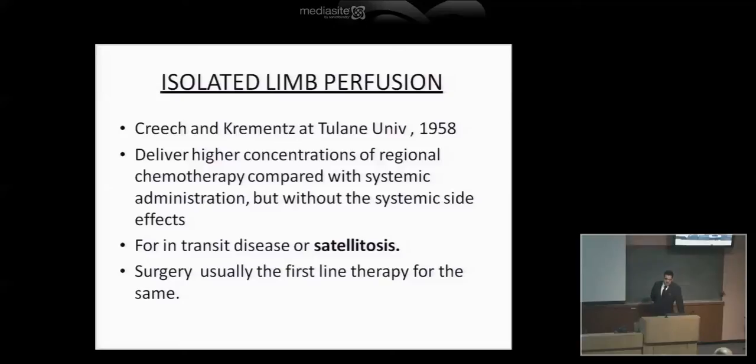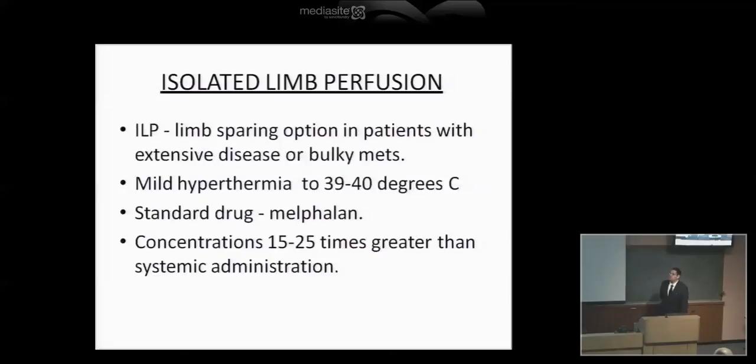This concept of isolated limb perfusion was developed because even though surgery is the first-line therapy for these mets, sometimes patients can present with pretty large, bulky mets involving a large area of the limb, in which case it would be cosmetically disfiguring and it would also lead to a big surgical incision. Isolated limb perfusion basically uses the principle of cardiopulmonary bypass. It completely isolates that particular limb from the rest of the circulation.